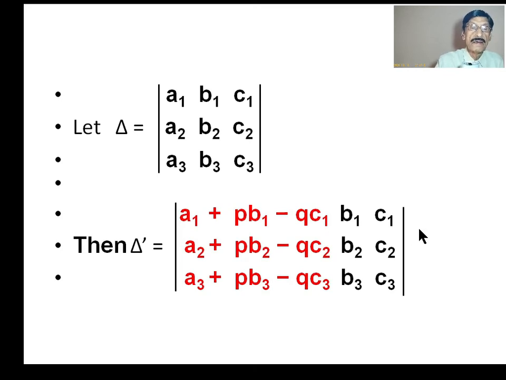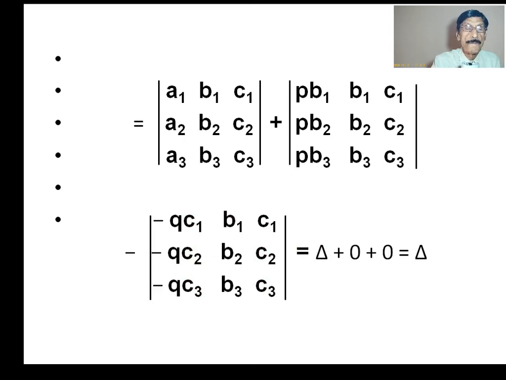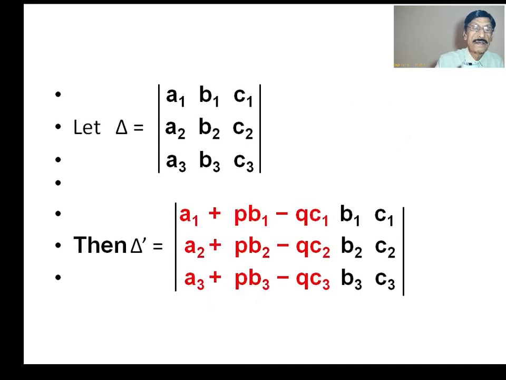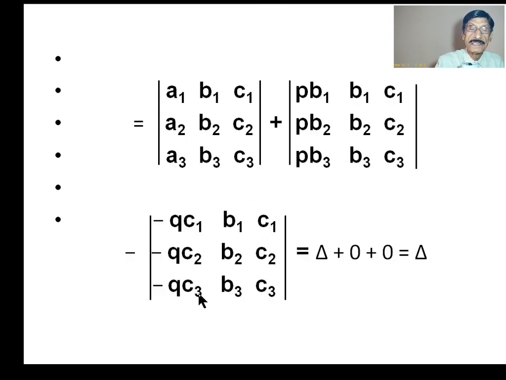Here, it can be split like this: A1, B1, C1, A2, B2, C2 and A3, B3, C3 first, now this, plus P B1, B1, C1, P B2, B2, C2, P B3, B3, C3, minus the other one. So this is equal to delta plus 0 plus 0. That means previous properties have been used and we get it is equal to delta.